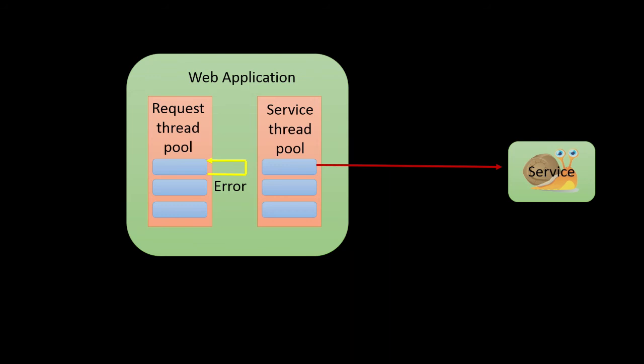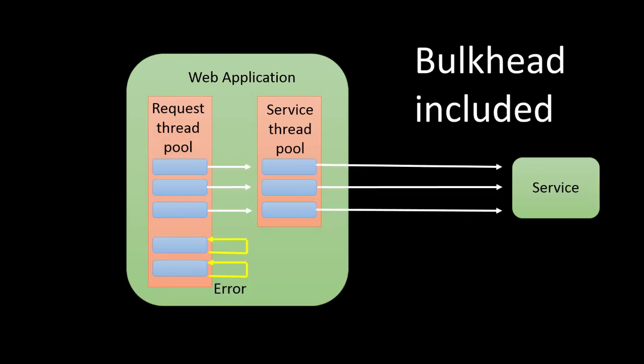As an additional bonus, if we have a fixed size service thread pool and we don't enqueue requests, then we get a bulkhead included. If we already have three calls going on to the service, then additional calls will return an error immediately since we can't submit them to the thread pool. This is quite convenient. We get a single construct both for generic timeouts and bulkheads.